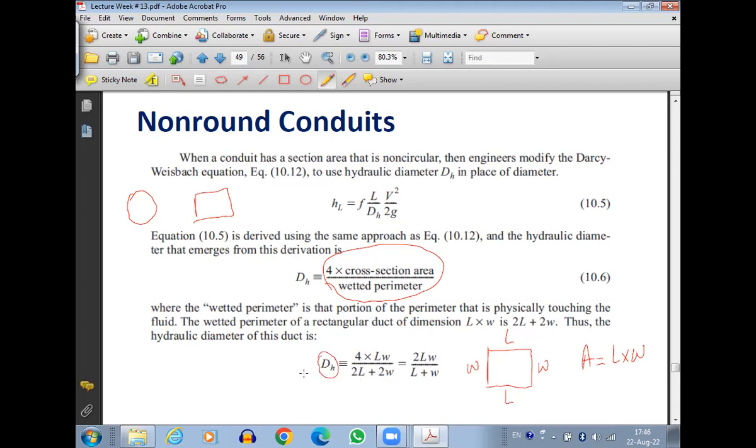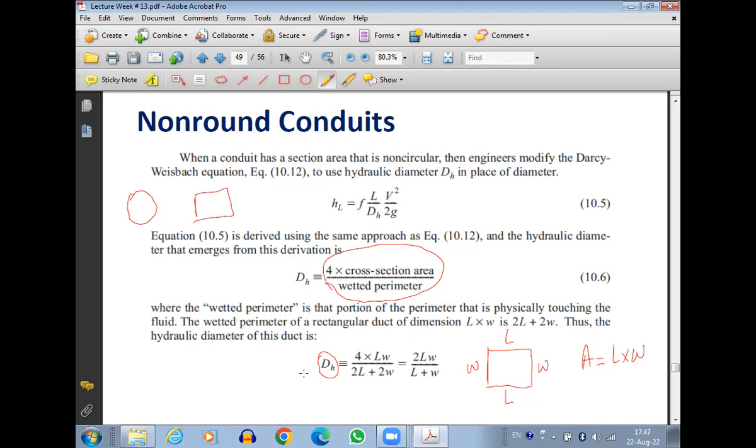Once we have the hydraulic diameter, now we will assume that it is not a rectangular pipe, it is a circular pipe with a diameter D_H, the hydraulic diameter, and we'll solve it the same way as we were solving it for a circular pipe. So in this way, whether you have a rectangular conduit, whether you have a triangular conduit, you have a pipe which is hexagonal in shape, whatever the shape, you can solve the problems and find out the head losses for it. Okay.